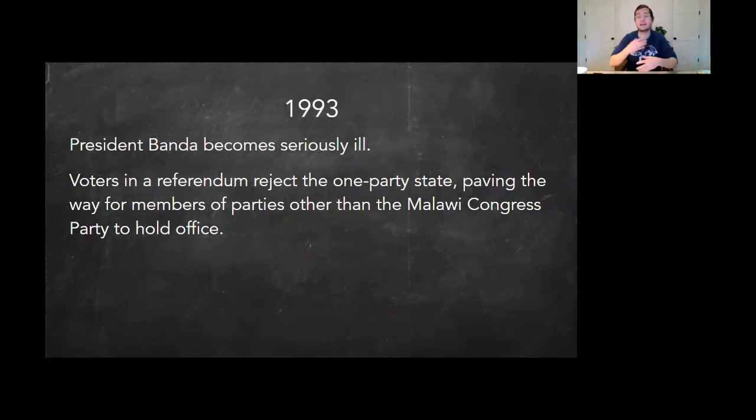So now there's this big opportunity for Malawi to either stay down this path or change up their form of government a little bit. So the voters, in a referendum or a law, reject this idea of a one party. And they make this decision that you have to have multiple parties. You can't just have one party and the same rule for long periods of time.